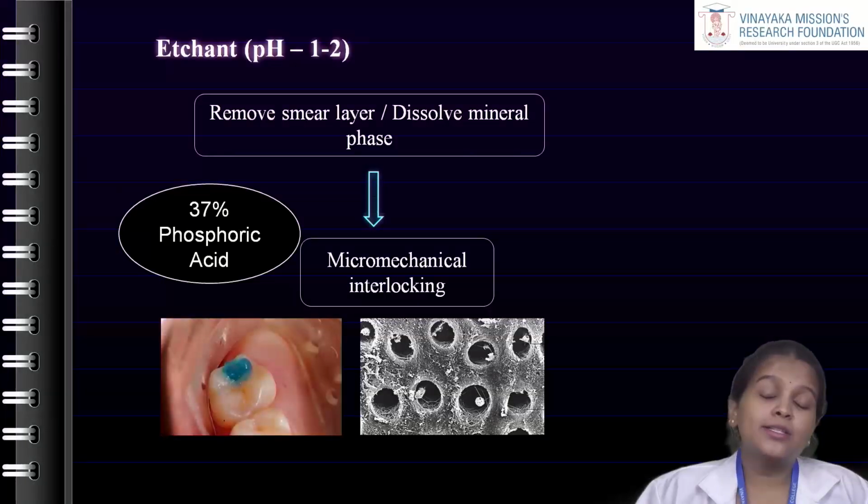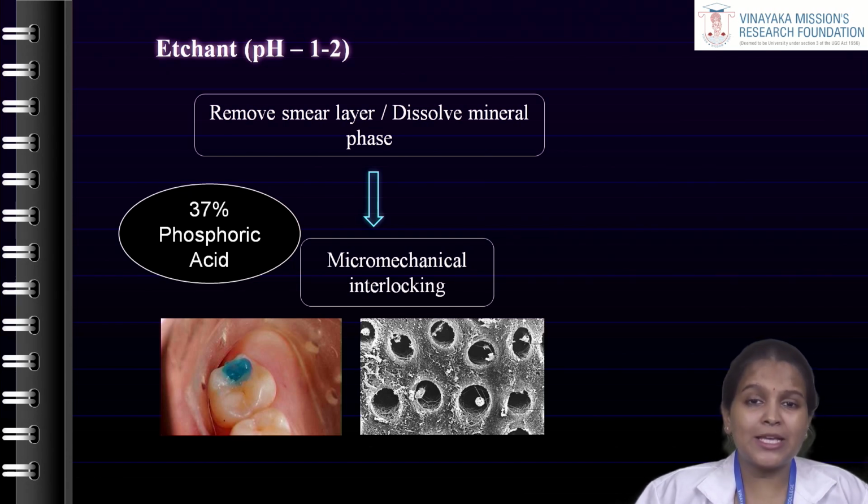As I told earlier, the components influence the hybrid layer. The first component is the etchant or the conditioner, which is normally used in the pH range of 1 to 2. The most commonly used etchant is 37% phosphoric acid. As I told earlier, this 37% phosphoric acid itself gives a very good bond strength to enamel. But when it comes to dentin, when the etchant is applied, there are several changes that occur within the dentin, and the collagen fibrils and the water content present in dentin compromise the penetration of the resin monomer into the dentinal surface.